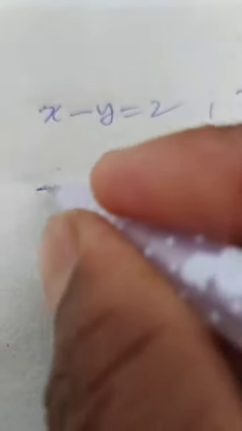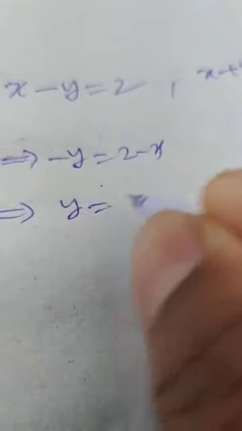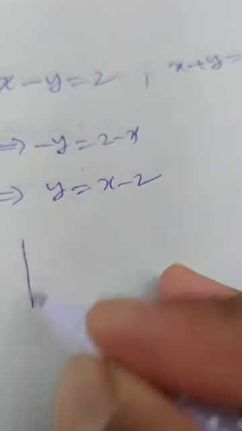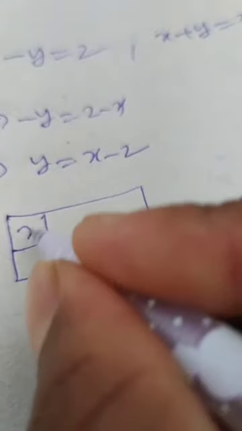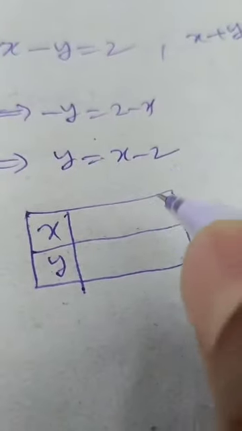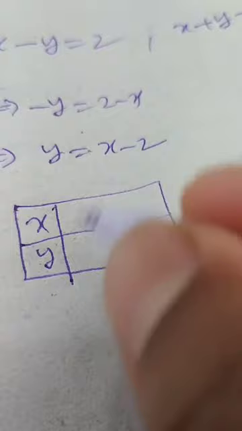x minus y equal to 2. So here, we already studied how to draw the graph by using tabular values. So I am modifying this equation. I am sending x to the right hand side, so you will get minus y equal to 2 minus x, and multiplying by minus, you will get y equal to x minus 2. Now I am using the tabular values to draw the graph. Here x, here y. By choosing x values you will get y values.